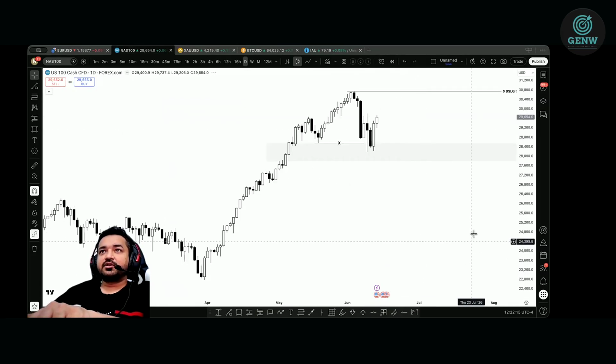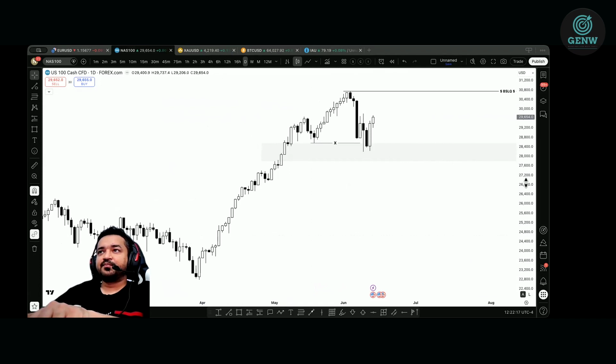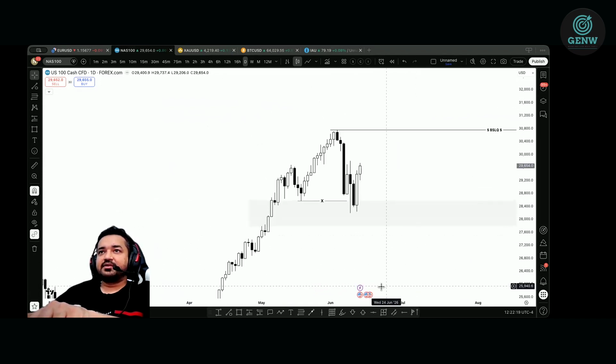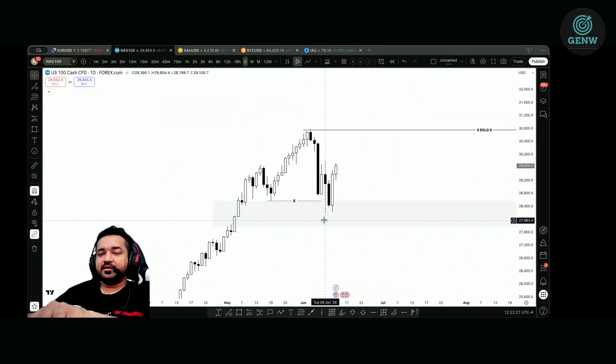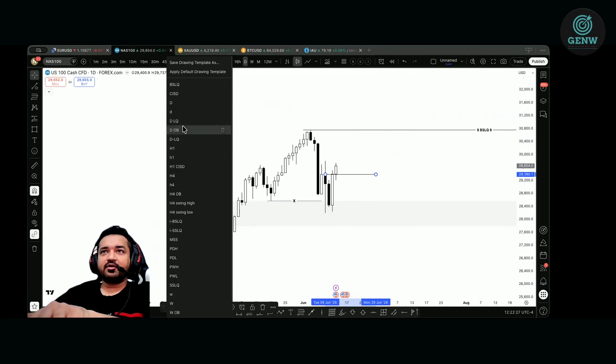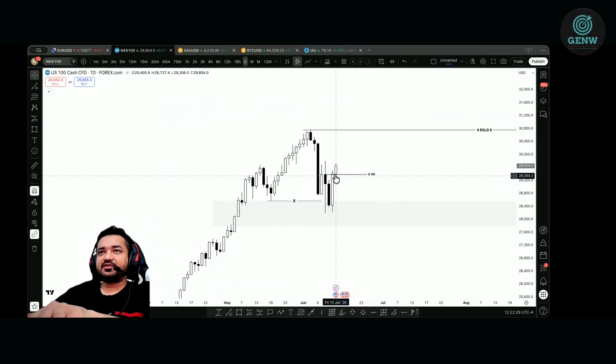Now let's go and check out the daily time frame. What is the daily time frame saying? Our daily time frame tells us that once price mitigated the weekly fair value gap, we had this change in state of delivery. So we have this daily order block right here, which price retested. So now we can expect that price would be going higher towards this weekly buy side liquidity.